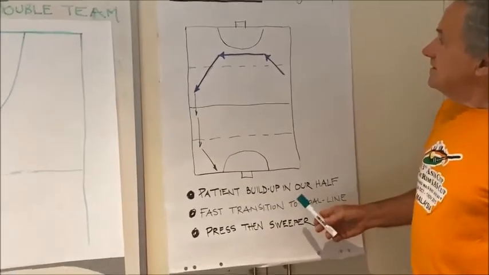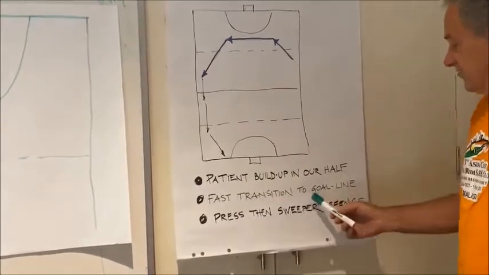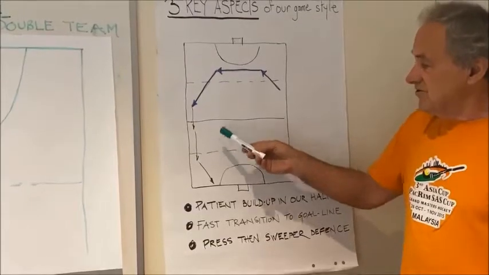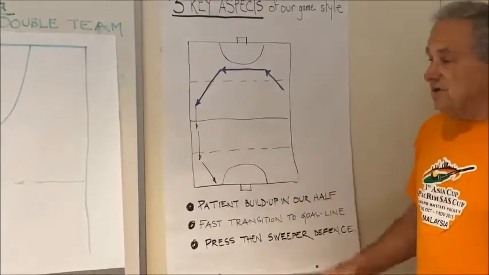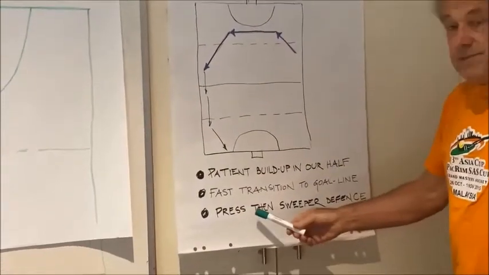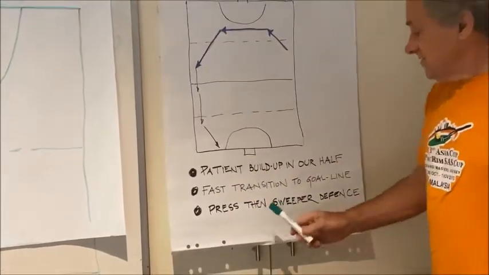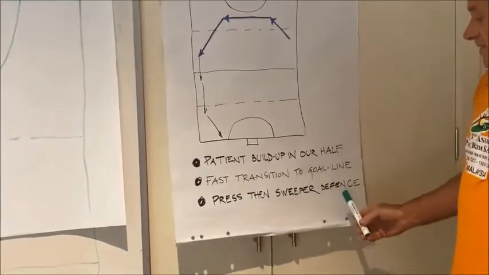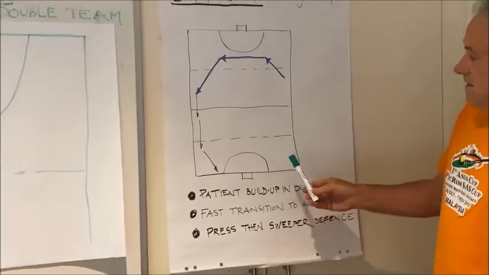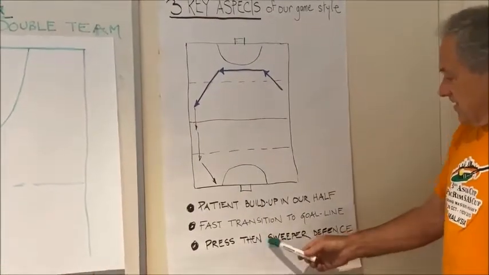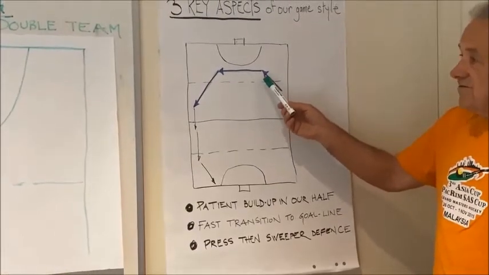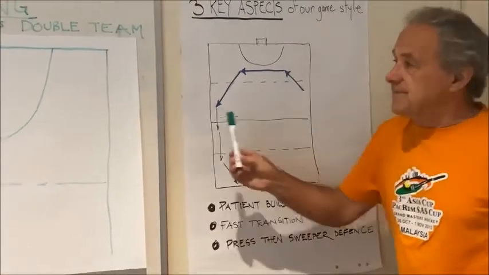The second key aspect of our game is the fast transition to the goal line, from our wing half to our inside, to our wing, to our centre forward. The third key aspect of our game plan is defence. We've already looked at the press, which we use in the opponent's half, and today we're going to look at the sweeper defence, which we use in our half when we're defending. I call this marking.